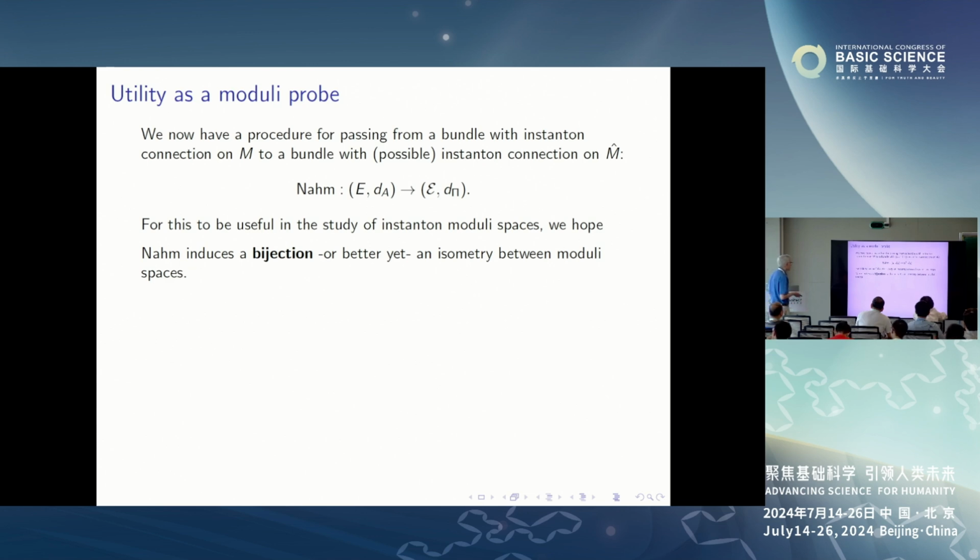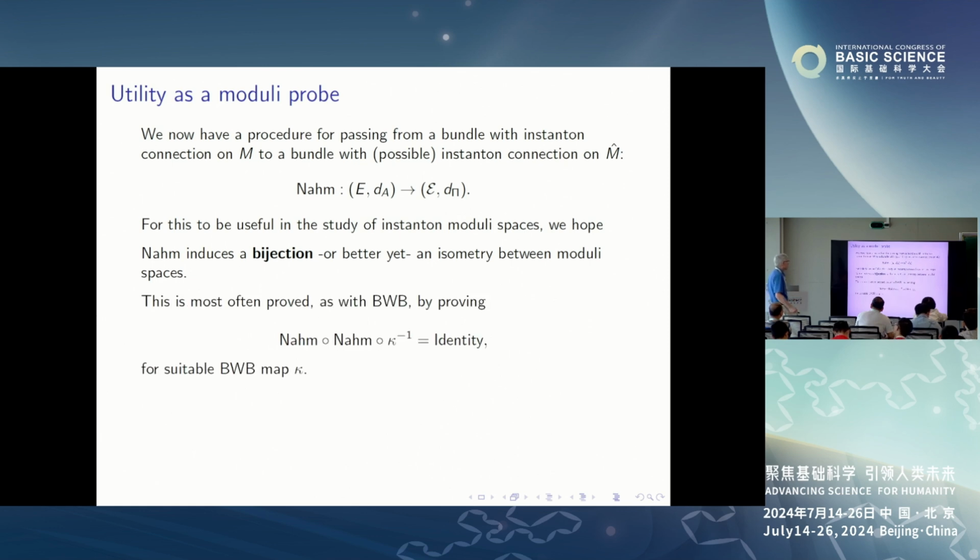So bijection is good, or even better, it's nice when it's an isometry between the moduli spaces. These moduli spaces come with canonical metrics. So this is most often proved, as with the Borel-Weil theorem we started with, by proving that if you apply a Nahm transform twice, then you compose with that kappa map, or perhaps its inverse that we introduced earlier, we get the identity for some suitable map kappa.